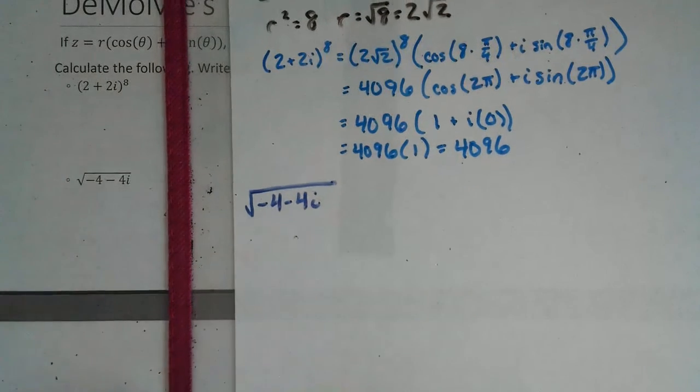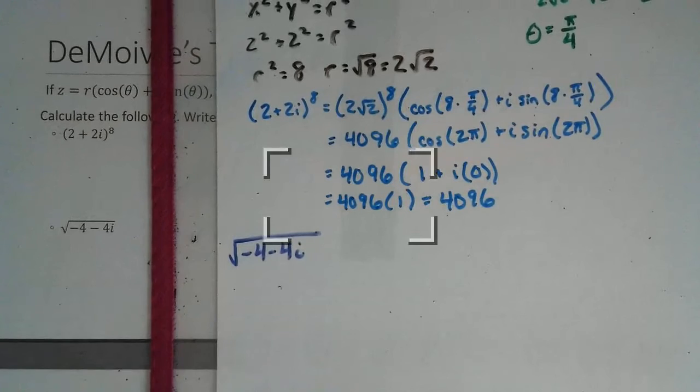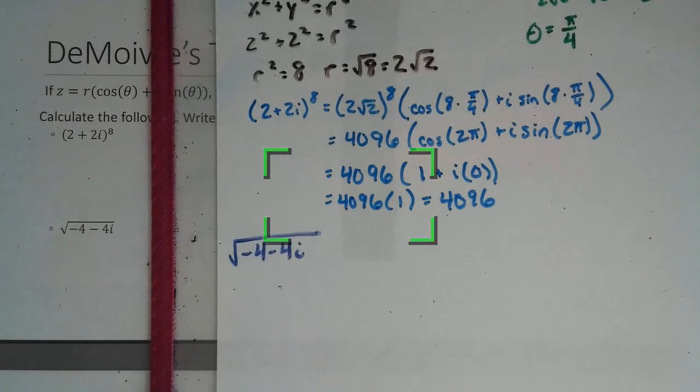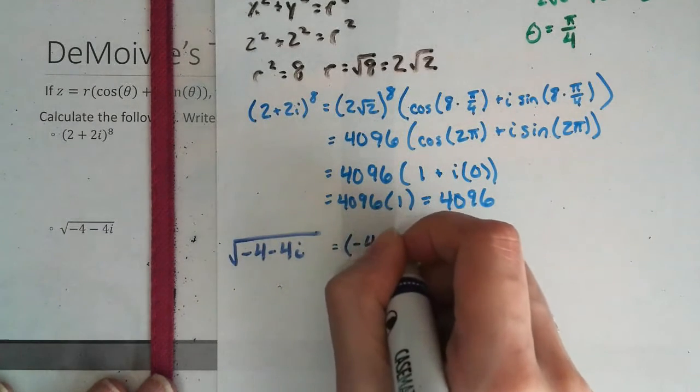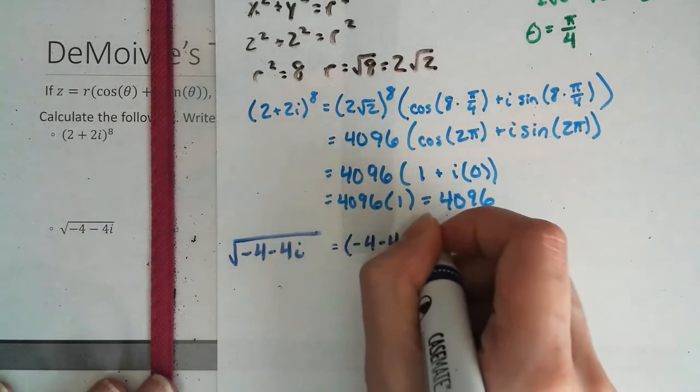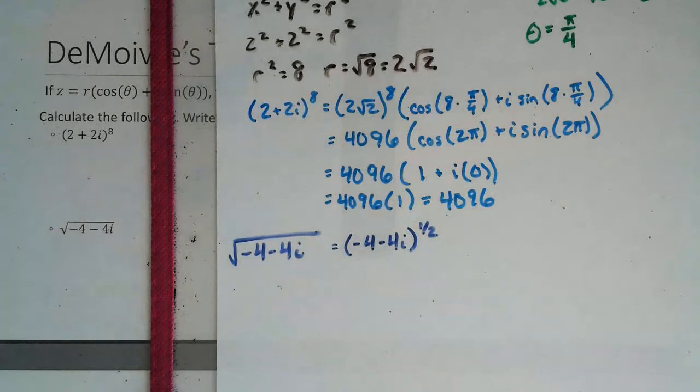This theorem is focused on raising complex numbers to powers. So first we have to think about how we write a square root as a power. A square root is the same as raising it to the 1/2 power. So this is -4 minus 4i raised to the 1/2 power. Now we can follow all the same steps we did in the last one. We need to find r, we need to find theta.